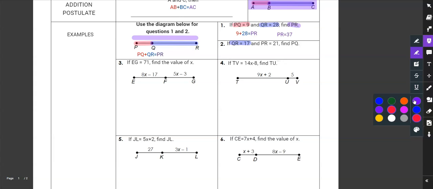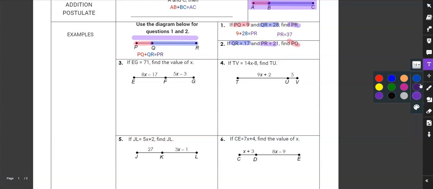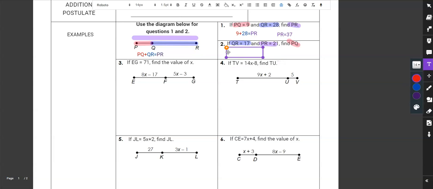Let's click on this. They want us to find PQ. Alrighty, so let's go ahead and do that. We have our equation already ready to go. So it is going to be PQ plus QR, which is 17. So I'm going to go ahead and put that there, 17. And that's going to be equal to the total length of 21.